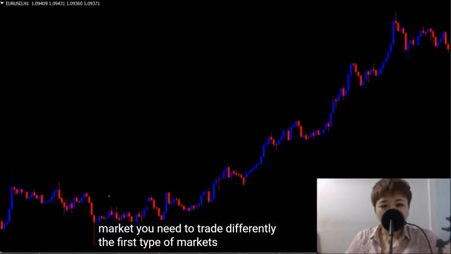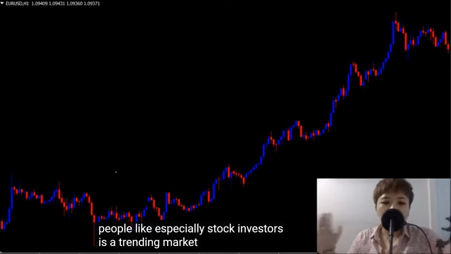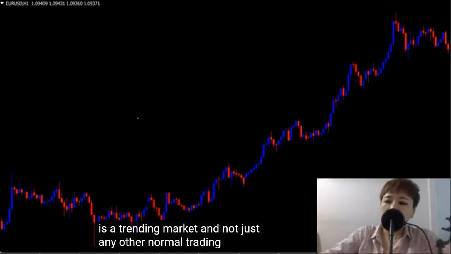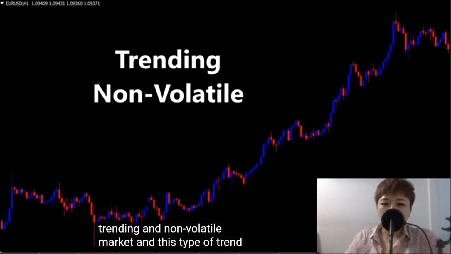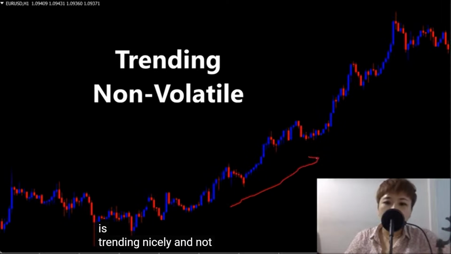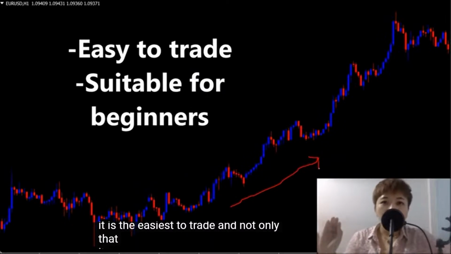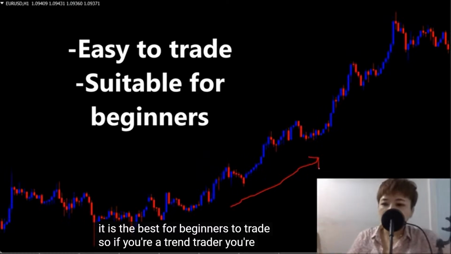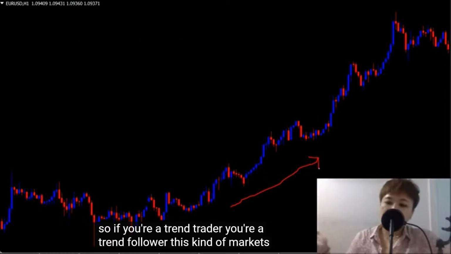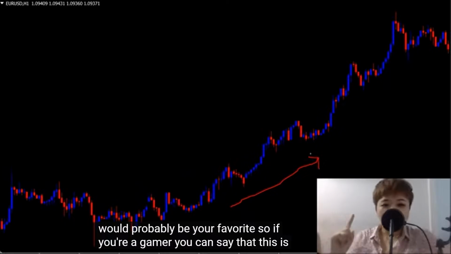The first type of market that a lot of people like, especially stock investors, is a trending market. And not just any other normal trending market, but a trending and non-volatile market. This type of trend, where it is trending nicely and not volatile, is the easiest to trade. And not only that, it is the best for beginners to trade. So if you're a trend trader, a trend follower, this kind of market would probably be your favorite. If you're a gamer, you can say that this is level 1.